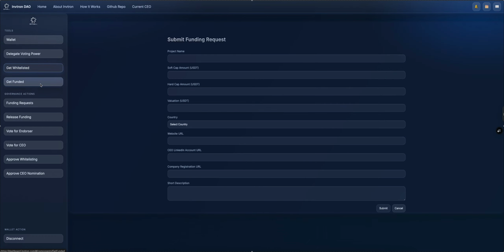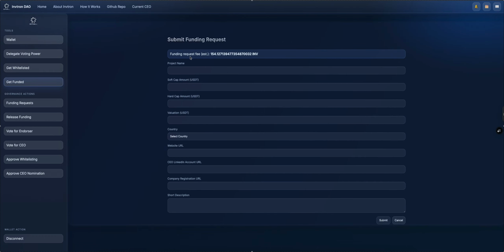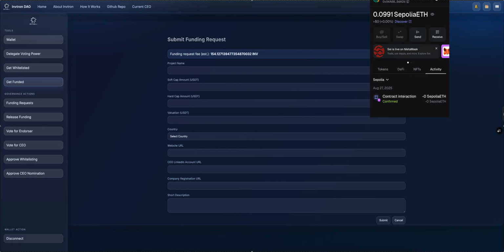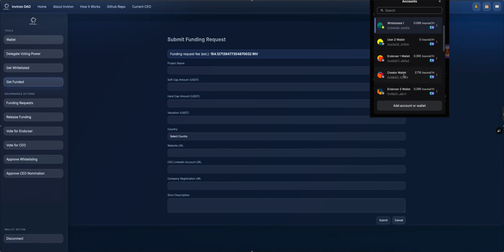Now, let's go to get funded. As you can see here, you have to pay funding fees. The funding fee for a funding request is 100 USD. According to the exchange price, which is now around 65 cents, it calculates that I need to pay 154.12, right? So if I don't have INV, this transaction will not work, which is why we are going to send this account some INV tokens.